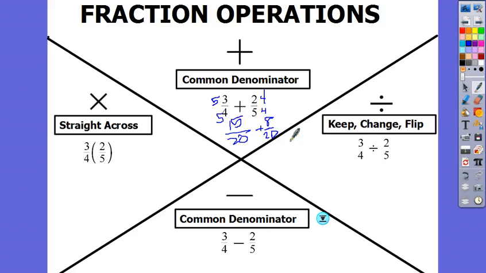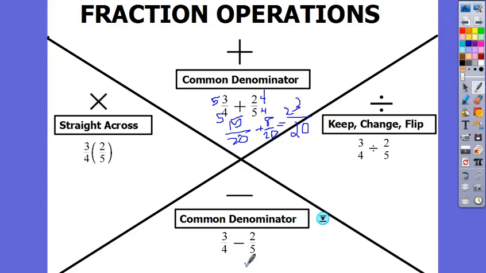You then need to add across. So you add in the numerator. 15 plus 8 does give you 23. And then for the denominator, it stays the same. It would just be the 20. Lastly, you would look to see if you could reduce. 23 over 20 has no common factors, so it is fully reduced.